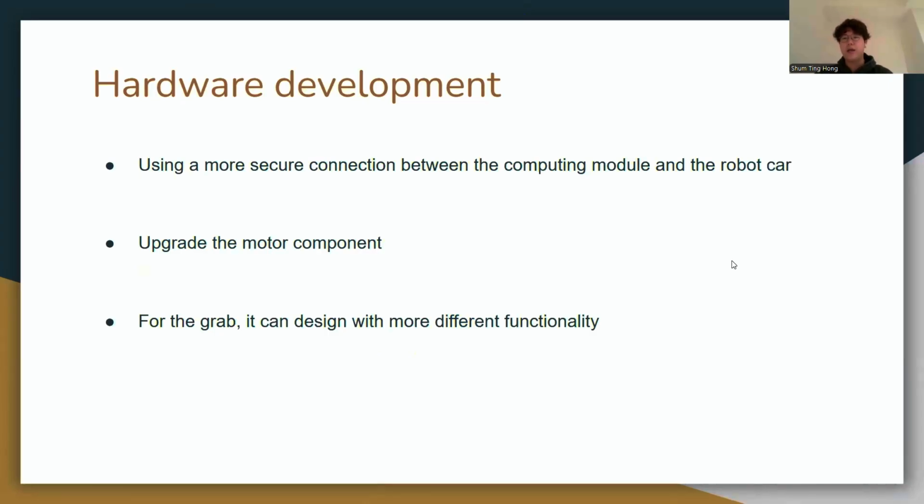First, we'll use a more secure connection between the computing module and the robot car, and we will lower the center of gravity to make our scoring more stable. Then I would like to upgrade the motor components to help stabilize the movement of the robot car. And based on the modular feature of our gripper, further designs can be implemented to equip the car with more functionality, more than just scoring goals.